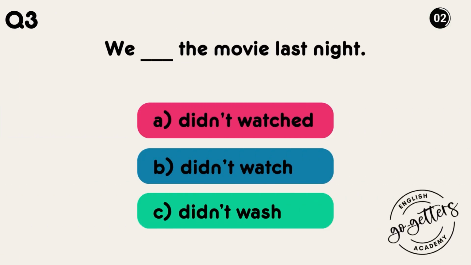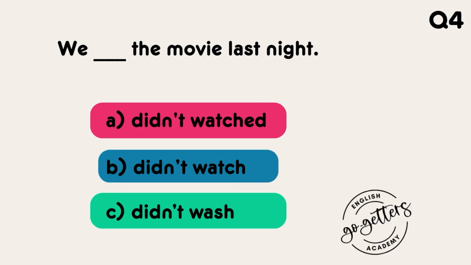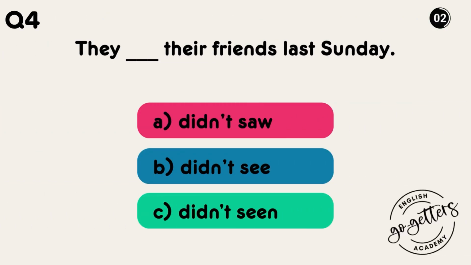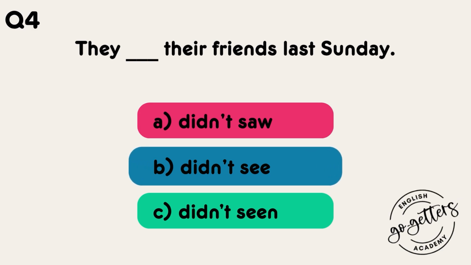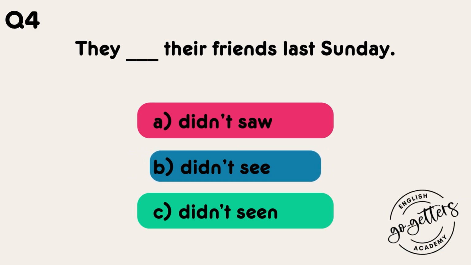Question 3. The correct answer is letter B. We didn't watch the movie last night. Question 4. The correct answer is letter B. They didn't see their friends last Sunday.